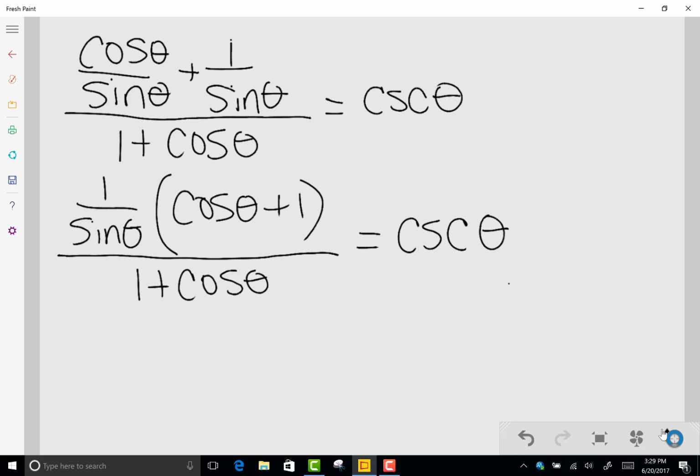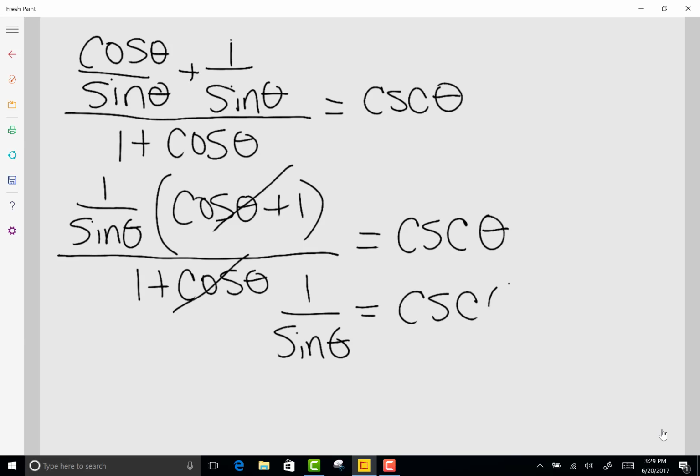Now, on the top and the bottom, I both have 1 plus cosine theta. The order doesn't matter because this is addition. If it was subtraction, it would matter, but since it's addition, the order doesn't matter. So I'm going to cross those off, and I'm left with 1 over sine theta is equal to cosecant theta. And I know 1 over sine theta is a reciprocal identity that's equal to cosecant theta.